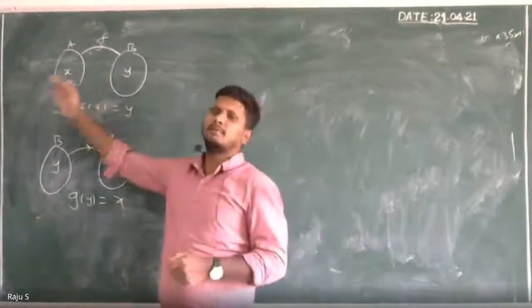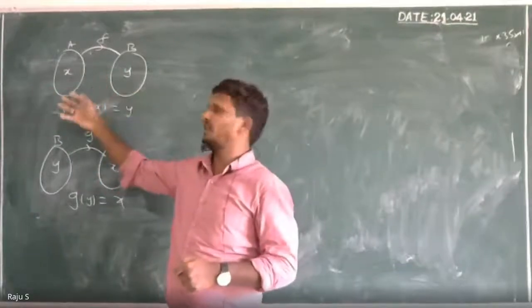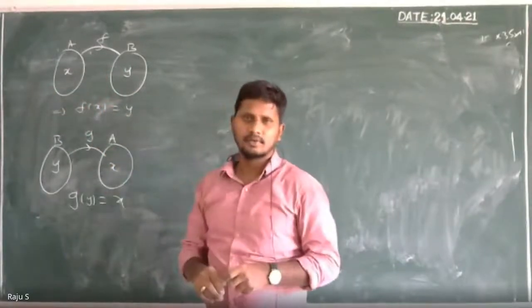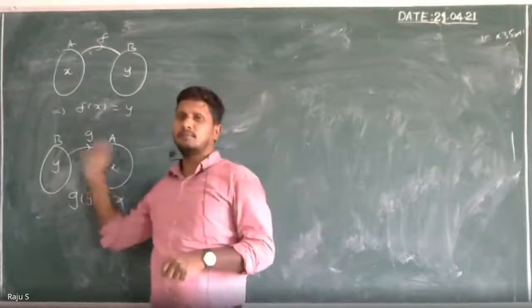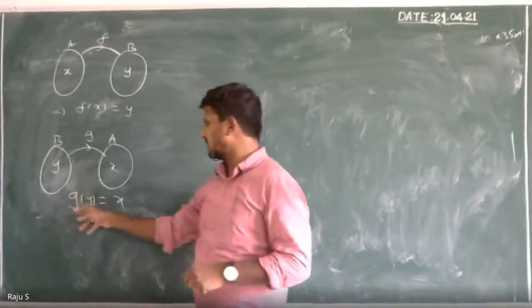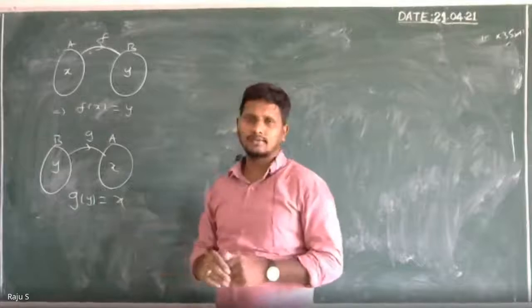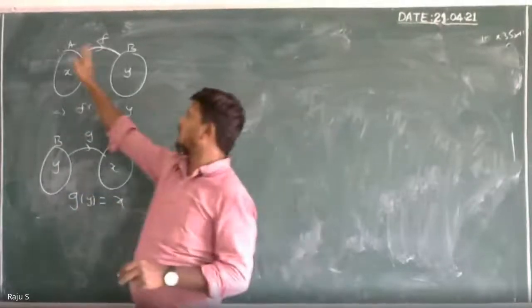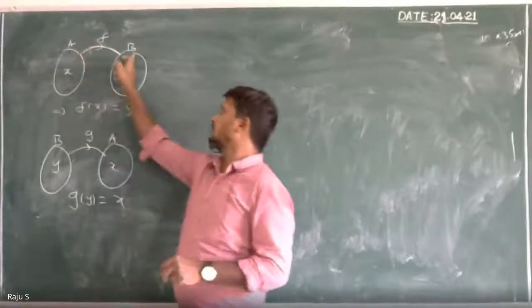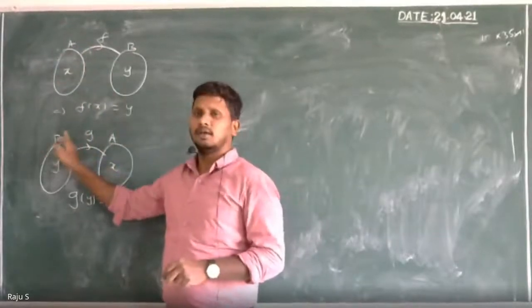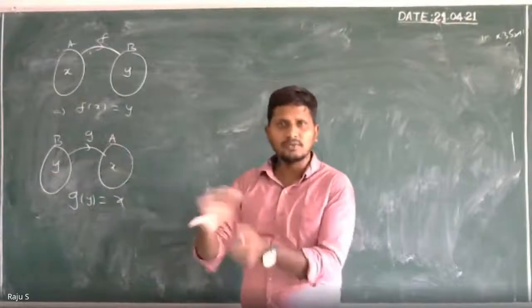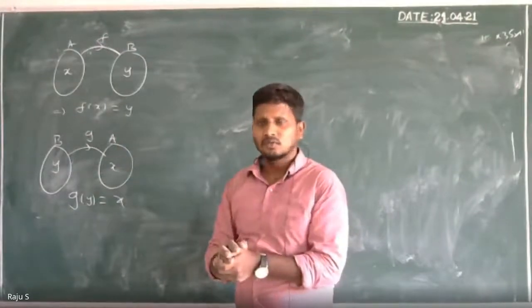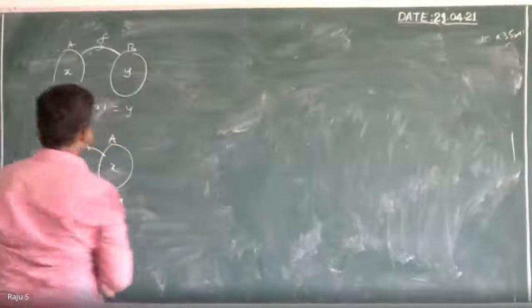So f is a mapping from A to B, so that can be defined as f of x is equal to y. g is a mapping from B to A, so it can be represented like g of y is equal to x. So what you observe here: the domain of f is A, the codomain is B, the domain of g is B, the codomain is A. Opposite, reverse.